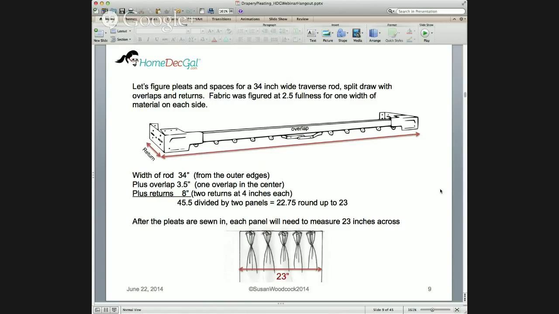So the width of the rod measured from the outside to the outside of the rod is 34 inches, plus overlap in the center. There's overlaps once, 3.5 inches, plus 2 returns, 1 on each side. They're 4-inch returns, so that's a total of 8. So the total I need to cover the rod is 45.5 inches divided by 2 panels, and that's 22 3/4, and I'm going to round up to 23 inches. So after the pleats are sewn in, each panel will need to measure 23 inches across.